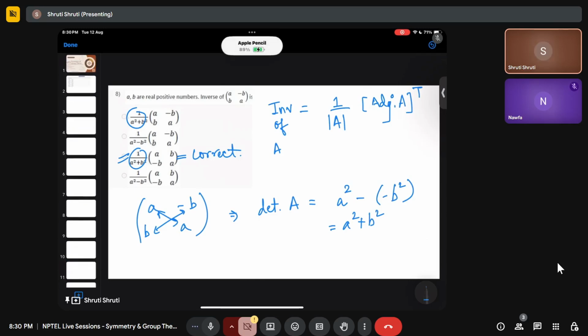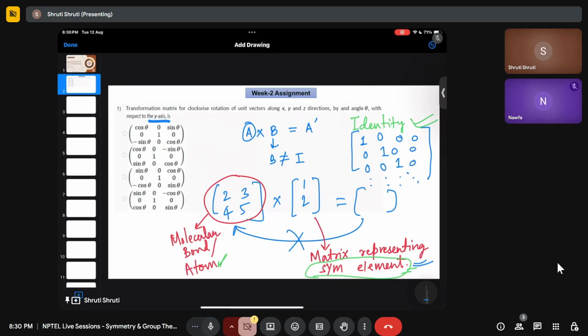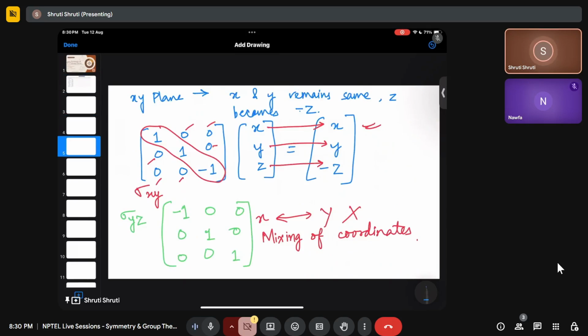Okay. Yes, ma'am. So you understand this one, right? How do we generate the transformation matrix? Yes, ma'am.